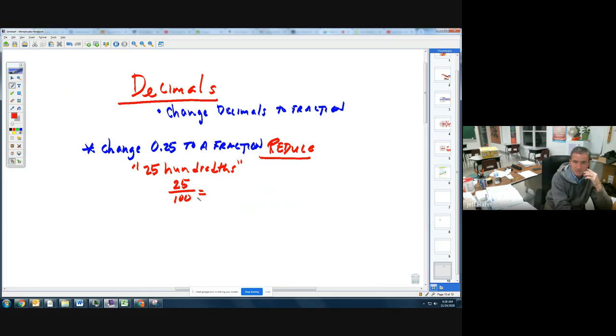And when you reduce 25 over 100, well, we could divide them by 5. First, if I divide them by 5, I get 5 over 20. But that's not reduced all the way because you can divide both of these by 5 again. And you're going to get 1/4, which you probably knew. 25 cents is 1/4 of a dollar. So that's not too bad.